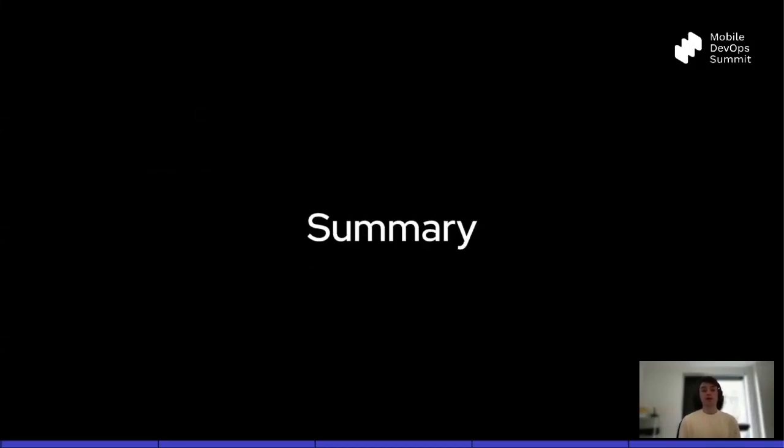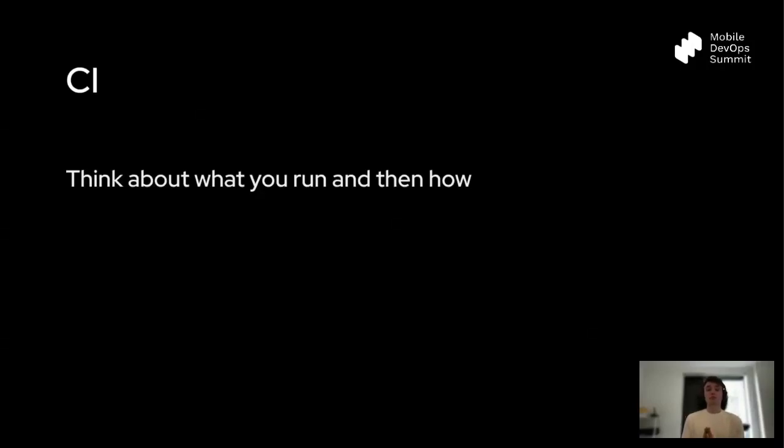Now, the summary of that section. As for the CI, think about what you run sometimes instead of how you run it, because in many pipelines, UI tests can be configured in a way that we exclude some of the suites, some of the sets, so it will save on the resources that we use for this run, and it will simply make the UI tests more reasonable to actually have in a particular pipeline.